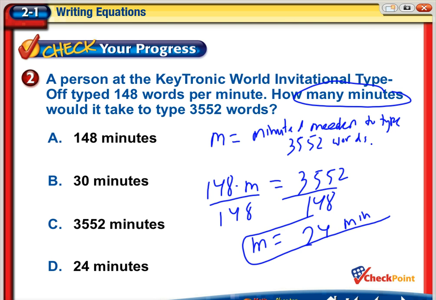Right. And of course, always check your work. Plug it right back into M. Take 148 times 24 to see if you get 3,552 words per minute. Yes? You get 24. Yeah, there it is. We just verified the answer. Okay. Perfect, guys. Very good.